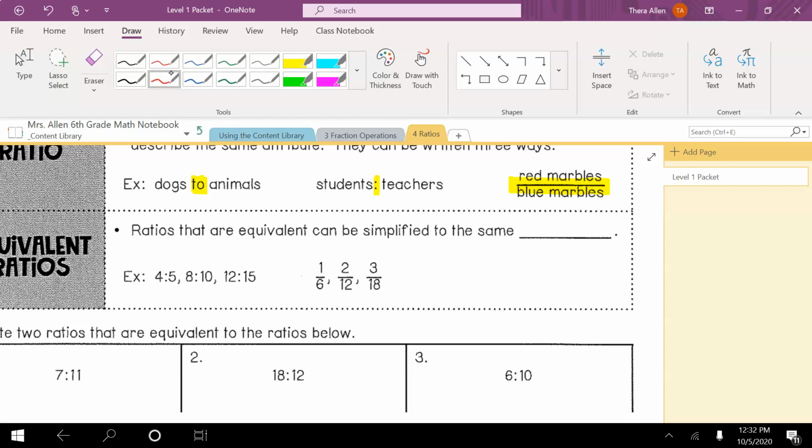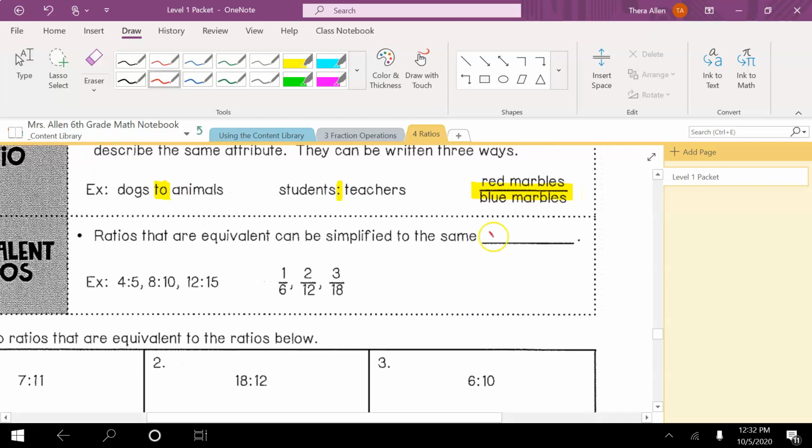Equivalent ratios. These are ratios that are equivalent, can be simplified to the same value. So here, they multiplied by 2, and here they multiplied by 3. Here they multiplied by 2, and here they multiplied by 3. Now remember, we can also move backwards. So if you're looking at this one here, you could say that they divided by 3.